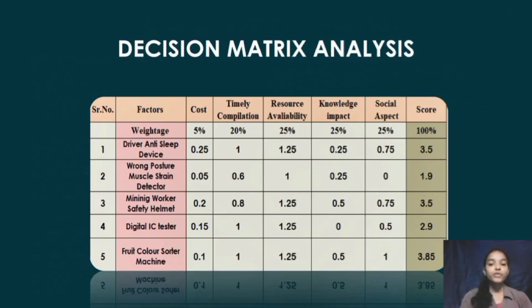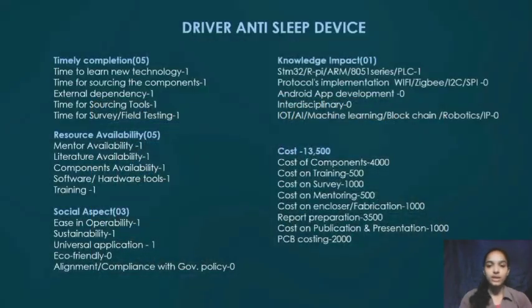So, our first project is driver anti-slip device. First parameter is timely completion, and these are the 5 sub-parameters. First one is time to learn new technology. If the technology is new to learn, we have to give it score 0. If it is already known, we have to give it score 1.